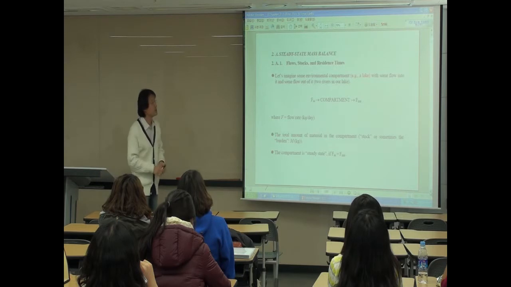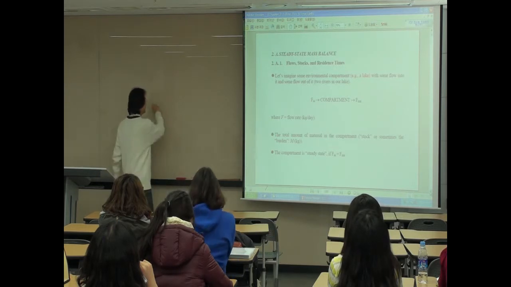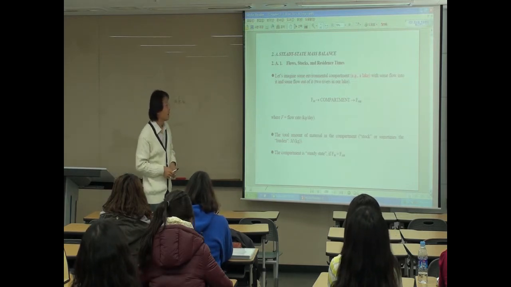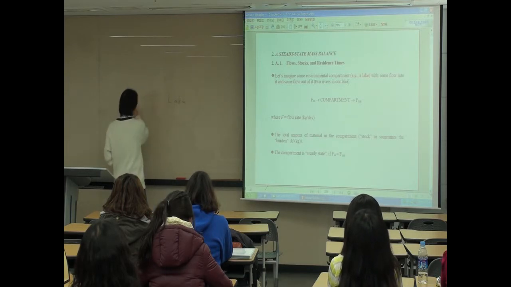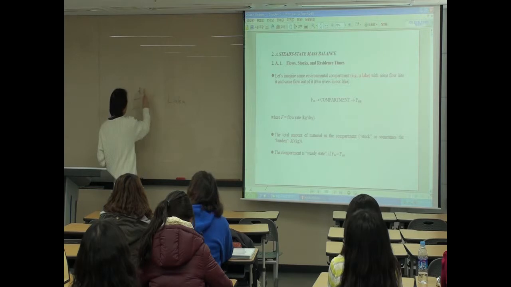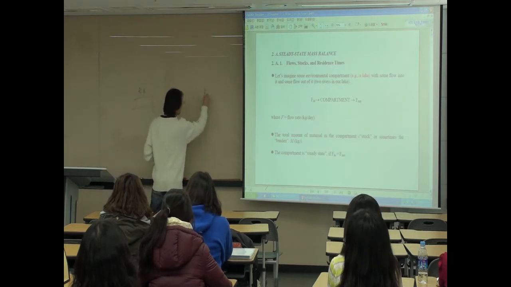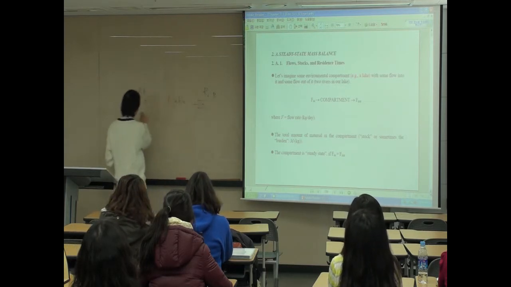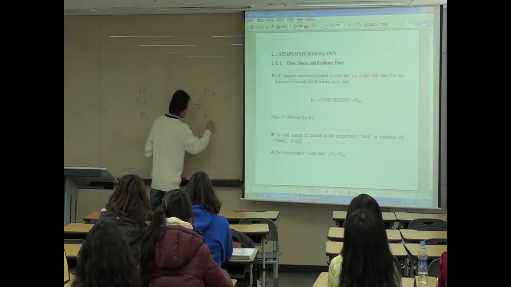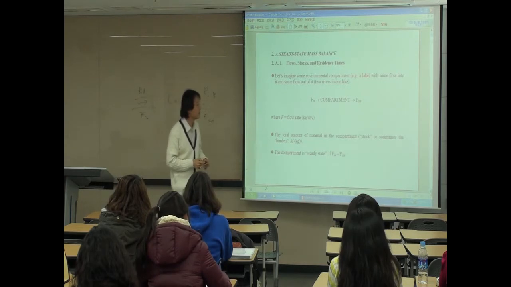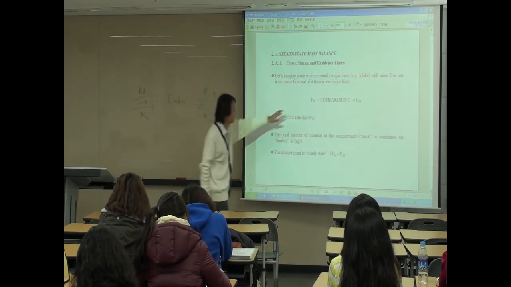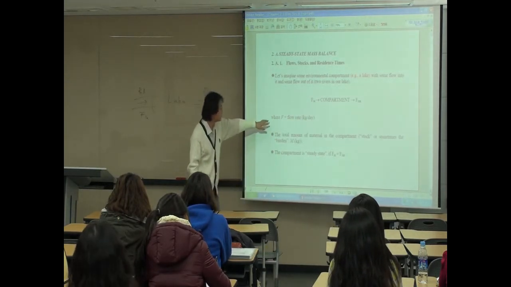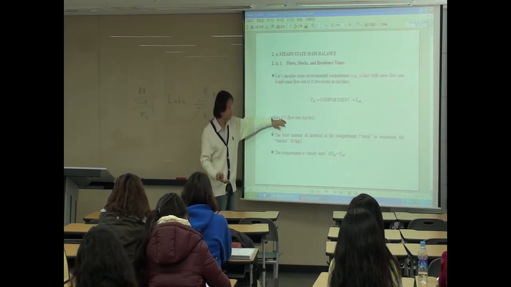Let's imagine some environmental compartment, for example, a lake. This is a simple environmental compartment with some flow in. Let's say this is river A and B, so we could say flow in and flow out. So two rivers and one lake: lake compartment, river flow in and river flow out. And this is the flow rate, which could be kilogram per day.